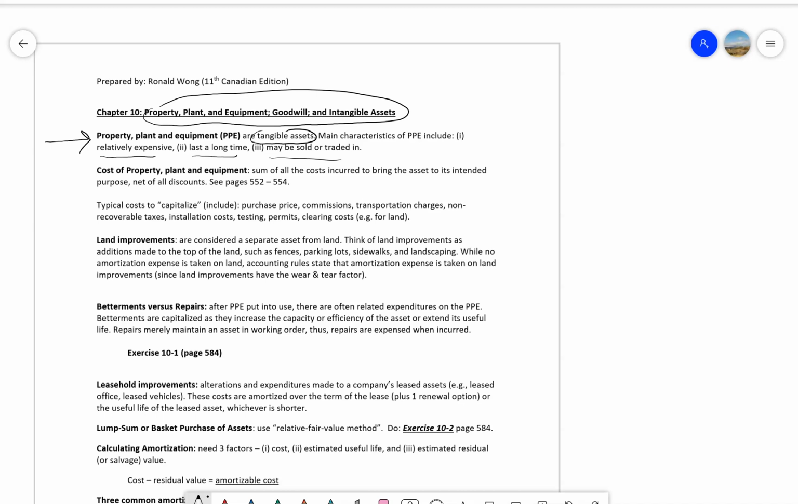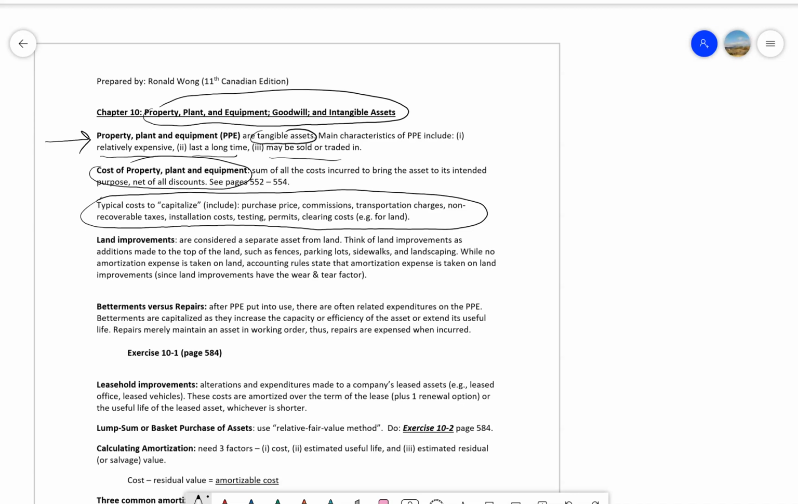Now, the first thing I want to focus on is what goes into the cost of property, plant, and equipment. And it's not just what you pay for that item, but it's basically all the costs that are to bring the asset to its intended use and also location. Now, here is a list of costs that are typically included in the property, plant, and equipment value.